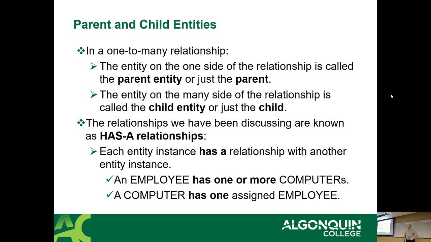So a parent can have many child records. However, each child can only ever have one parent record. That's a pretty straightforward concept. In other words, every child record cannot exist unless there is a matching parent record, and they can only ever belong to one parent record, let's say.